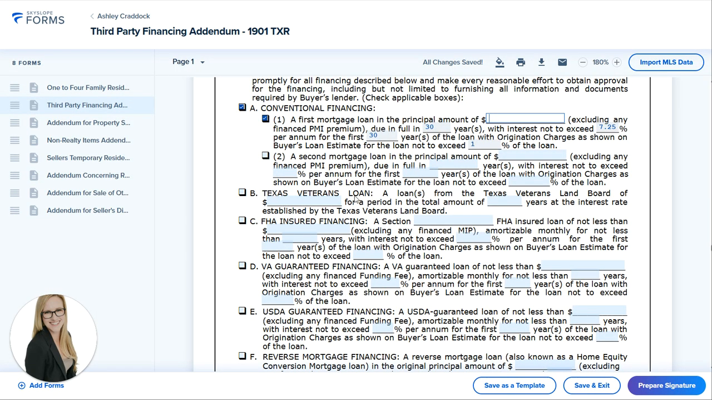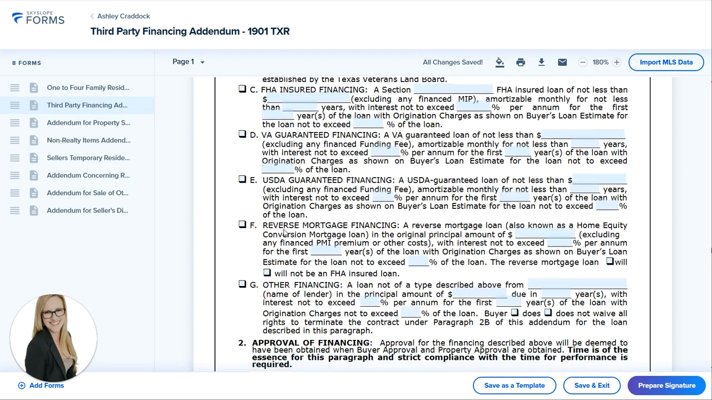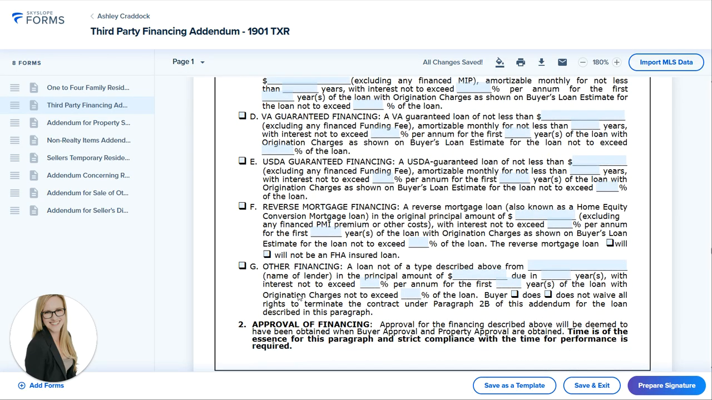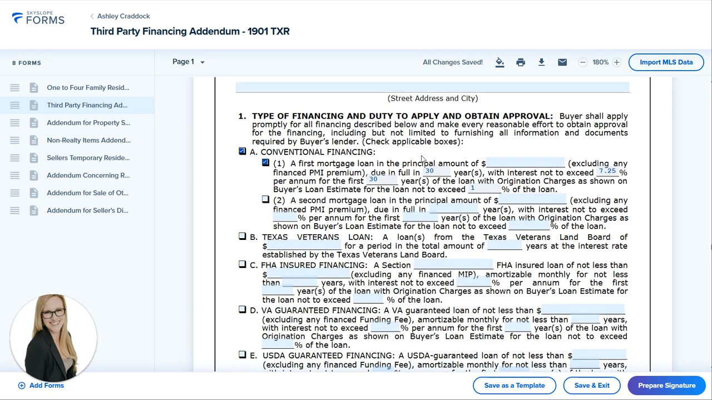We don't really see the Texas veteran loan. I've never done one of those. So it's normally going to be conventional, FHA, VA. Very rarely do I do USDA. I've never done a reverse mortgage, and other financing really isn't applicable either. With FHA, there are two main kinds, but a 203(b) is normally the type of FHA financing we'll see. Once again, it'll be on the disclosure or on the pre-approval. But in this case, I would list whatever they're borrowing on here.